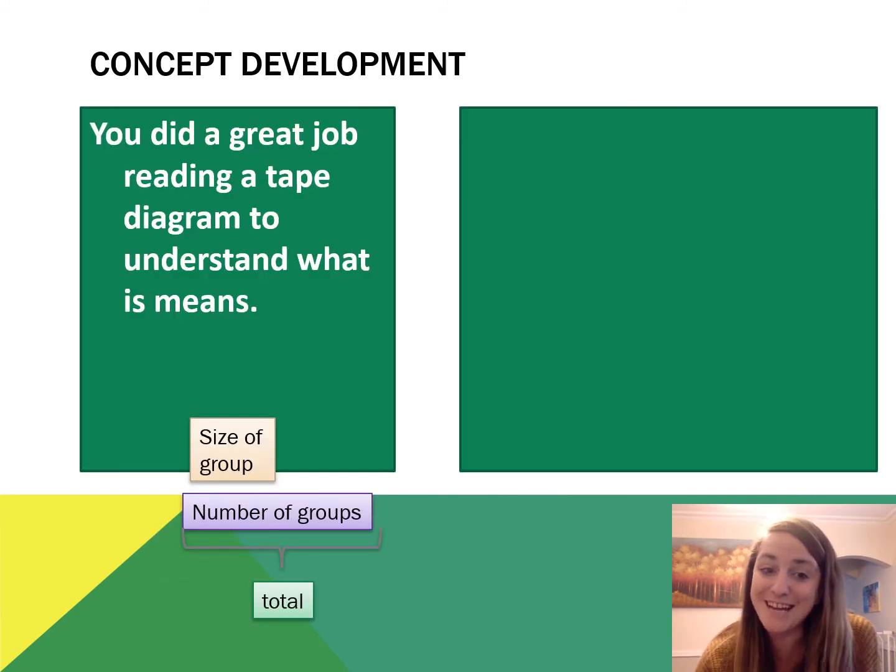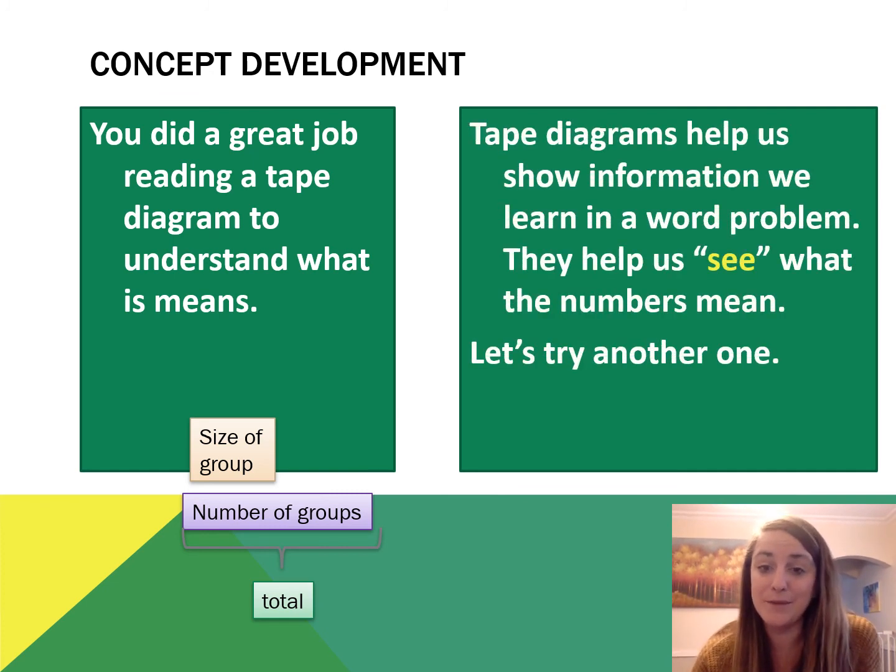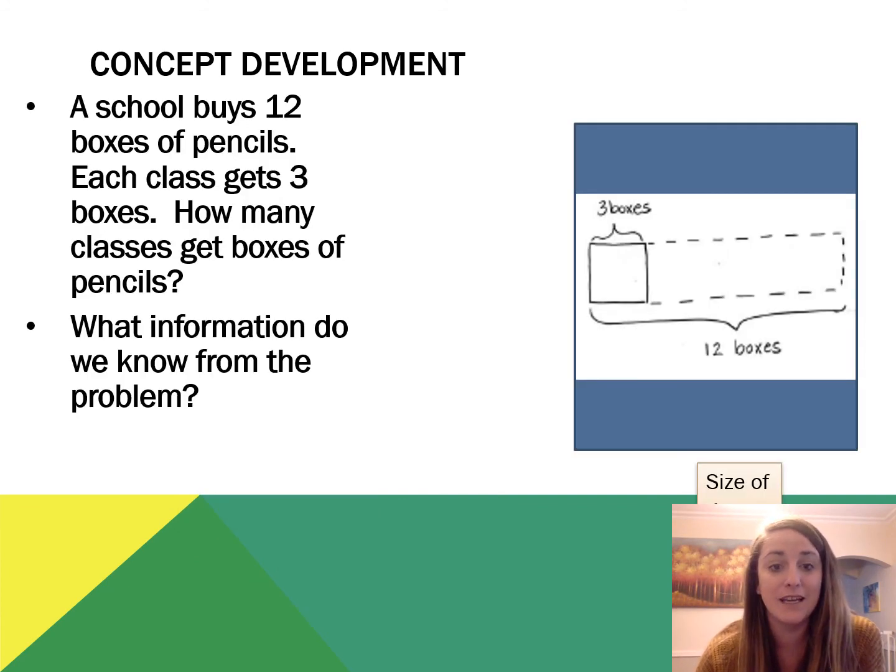You did a great job reading in the tape diagram to understand what it means. Tape diagrams help us show information we learn in a word problem. They help us see what the numbers mean. Let's try another one. A school buys 12 boxes of pencils. Each class gets 3 boxes. How many classes get boxes of pencils?